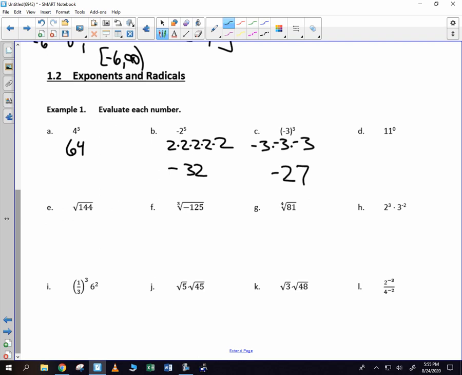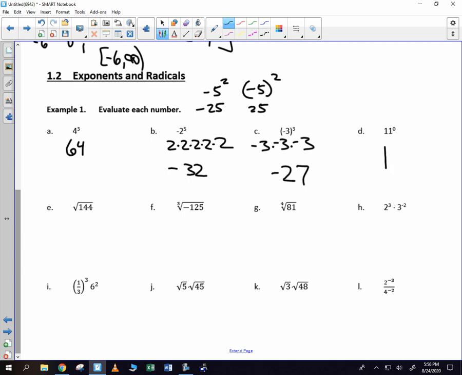That is -27. So it does matter in some situations. For example, if you have (-5) squared and -5 squared, this answer is 25. This answer is -25. So if it's parentheses, you're squaring the negative. If there is no parentheses, you're not squaring the negative. 11 to 0, anything to 0 is 1.